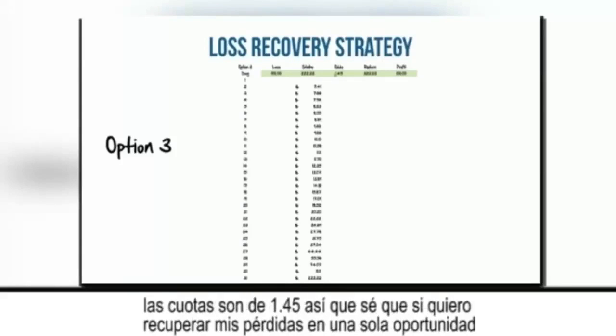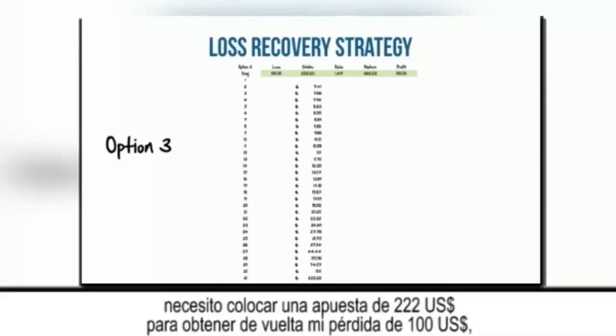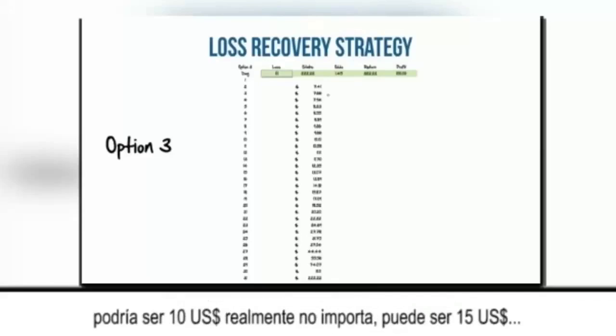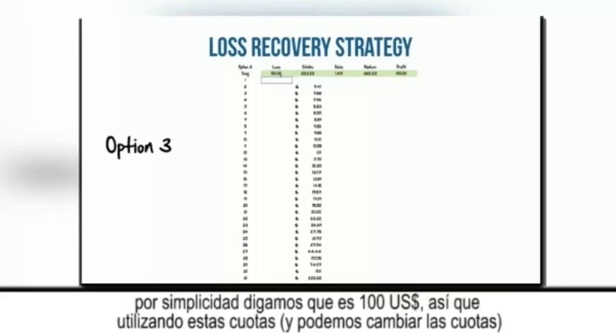The odds are 1.45, so I know that if I wanted to recover my loss in one single go, I need to place a bet of $222 to get my $100 loss back. So my average daily bet, let's say, is $100, and you can change this, it could be $10, it could be $15, but let's say for simplicity, $100.